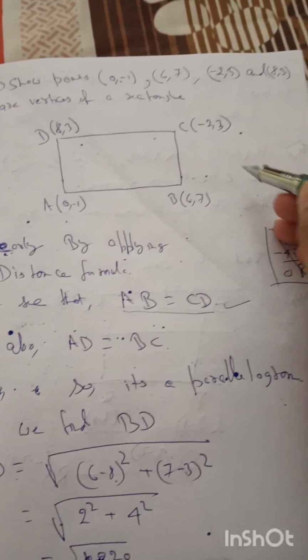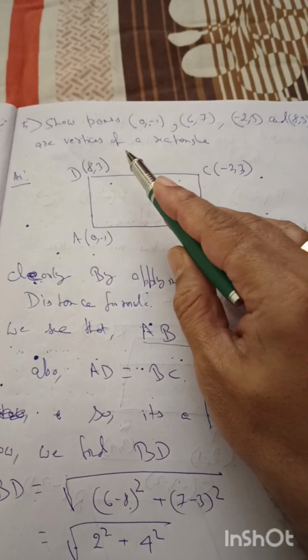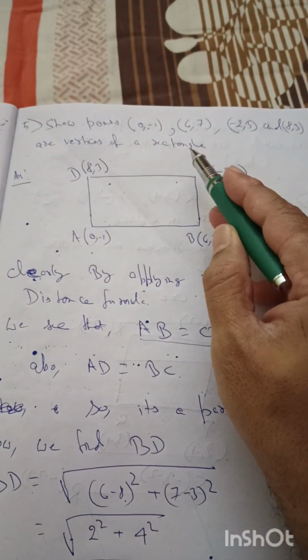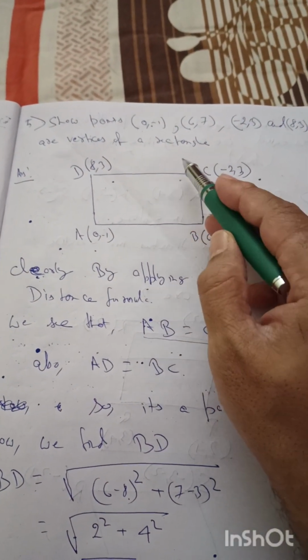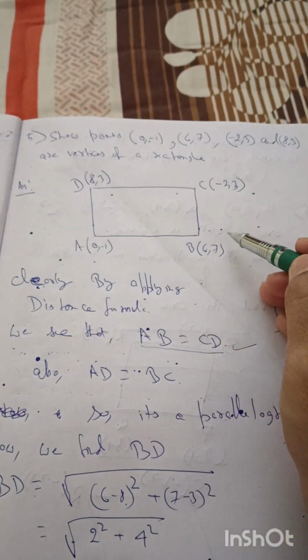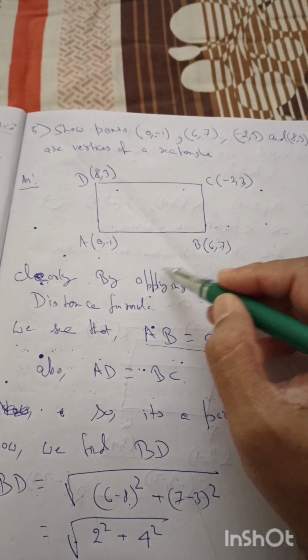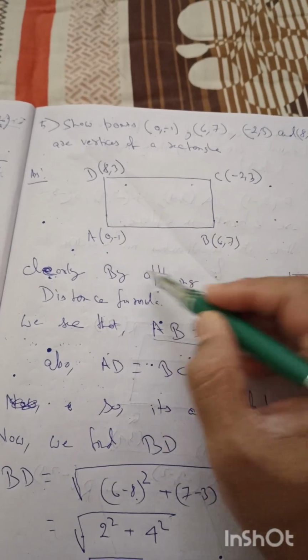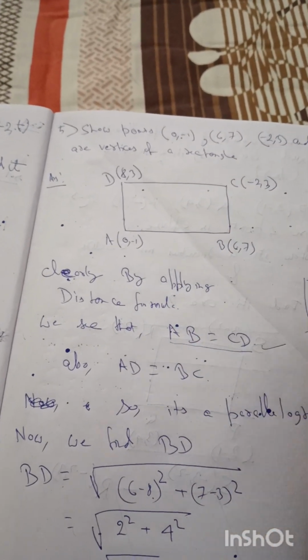Now the next example, show the points. 4 points are given and we have to show that these are vertices of a rectangle. First we will draw a figure A, B, C and D with their coordinates.